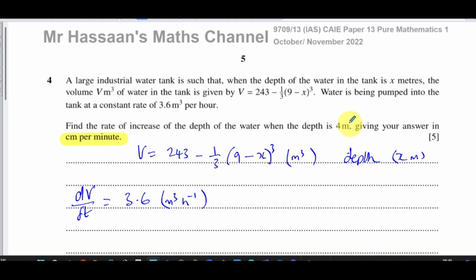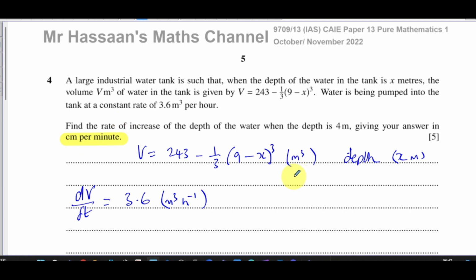Here, everything's in meters, meters cubed per hour. So the final answer, when we use these numbers, is going to be in meters per hour. We have to end up with centimeters per minute. Some people didn't read the question, so they didn't realize that's what you have to do, and some people don't know how to convert those units. But we're going to deal with that at the end when we're finished.